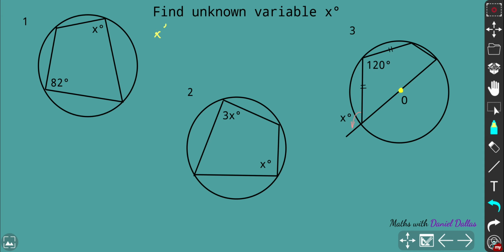So angle x and angle 82 should form 180 degrees, from where x is simply 180 minus 82. So you'll get 98 degrees. Okay. So next one, problem 2, 3x and x will form 180.